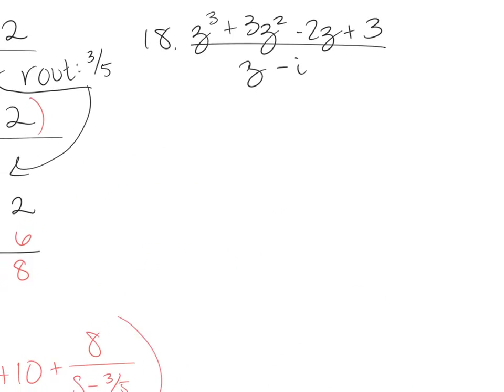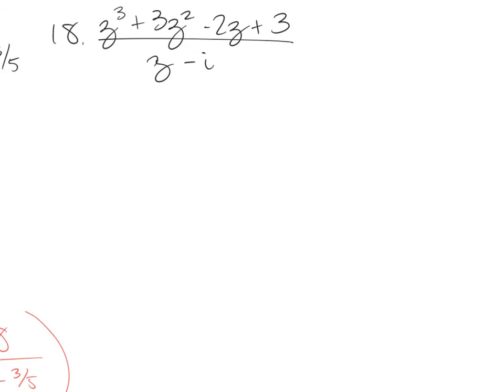Now let's look at 18. 18 says z cubed plus 3z squared minus 2z plus 3 all over z minus i. So this one's also different than the ones we've done before on the previous slide because this now has a complex root. Okay, so you've got to remind yourselves, what do complex numbers look like? So think back to what we did before you guys went on break.